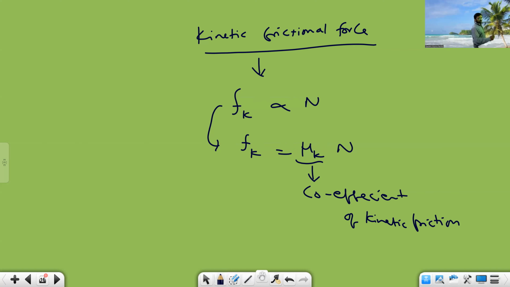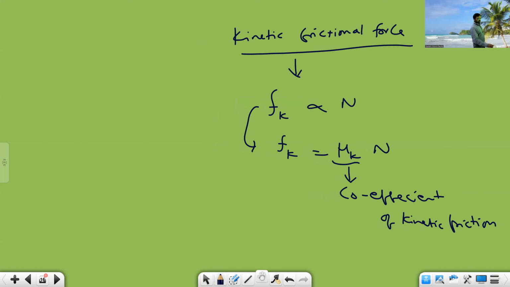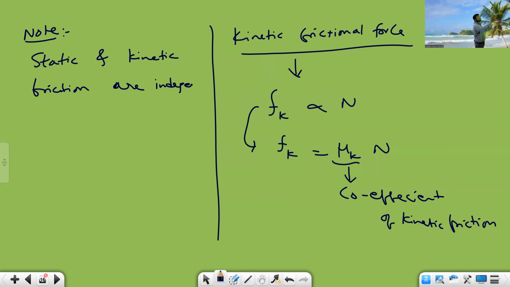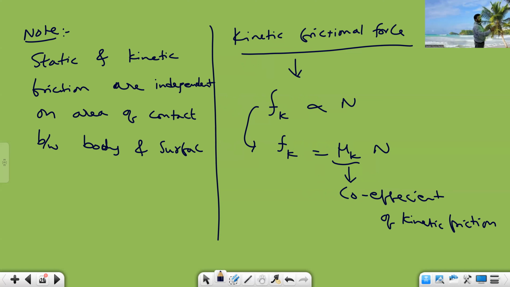Next, one note point I want to write relating to static and kinetic friction. Kinetic friction is independent of the area of contact between body and surface.